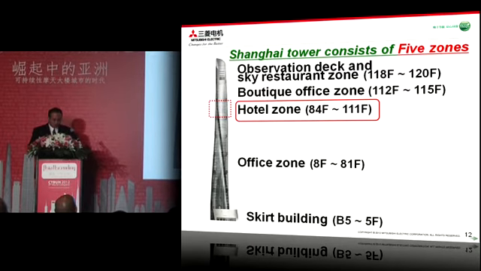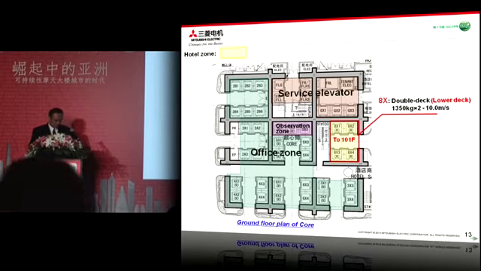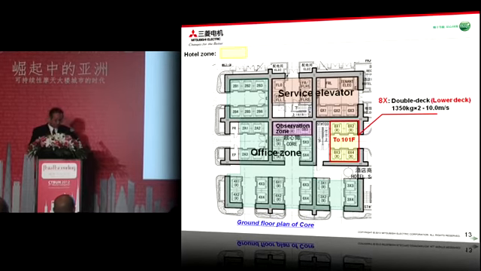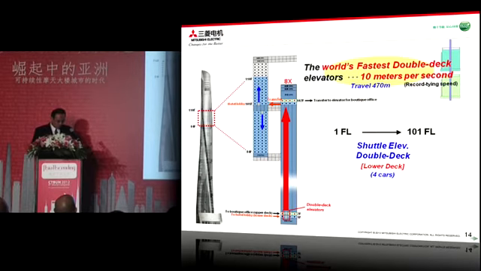Next is the hotel zone, which is located from the 84th floor to the 111th floor. Low deck double-deck shuttle elevators called AX lift take passengers to the 101st floor sky lobby. This is the vertical transportation flow of the hotel zone. This double-deck shuttle elevator has the world's fastest double-decker speed of 10 meters per second, and the length of the travel is 470 meters.